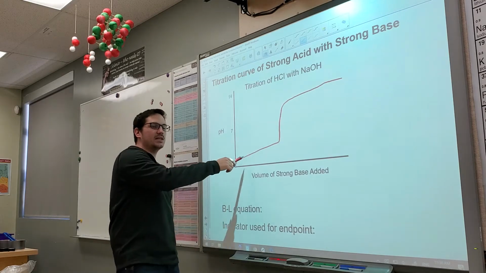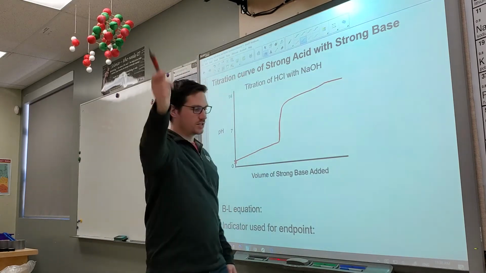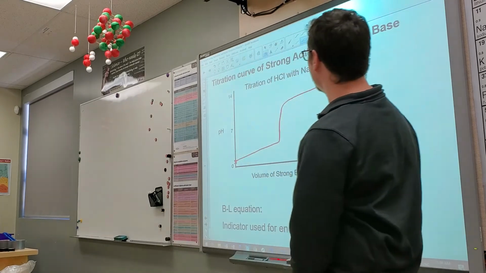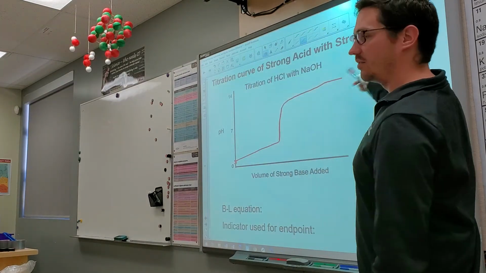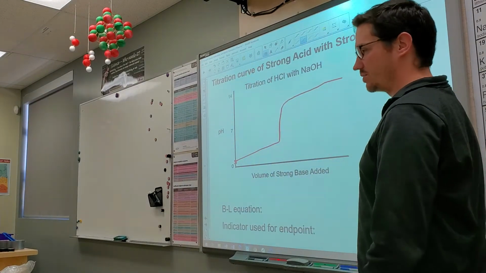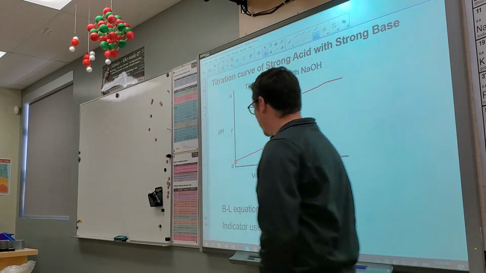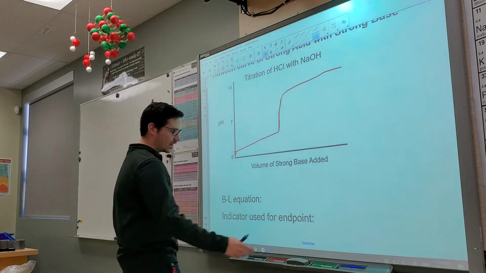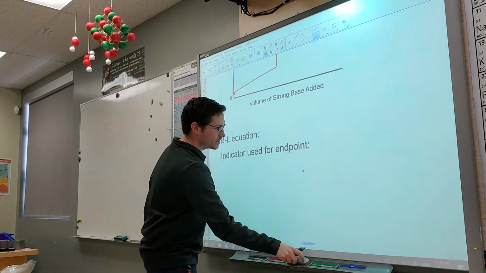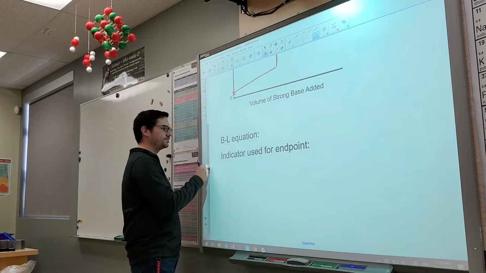So it's going to change slowly, and then it's going to change slowly again. And then eventually, it's going to flatten out, because now we're just diluting the base. We're just adding more base, more base, more base. So what would be the Bronsted-Lowry reaction or equation for this particular reaction?